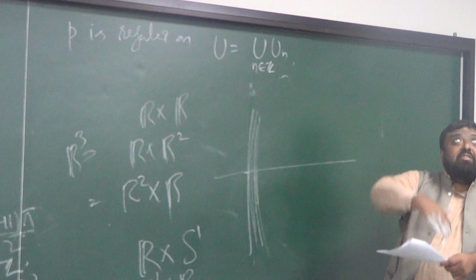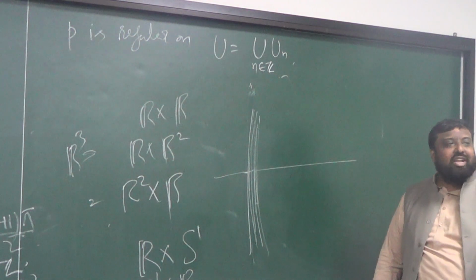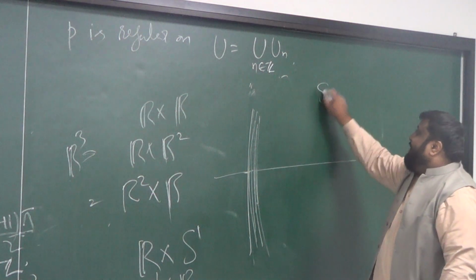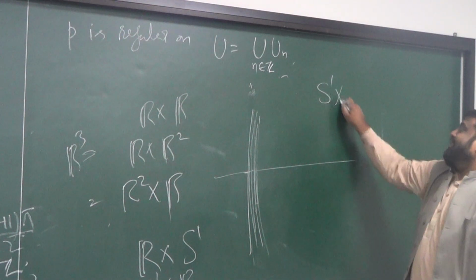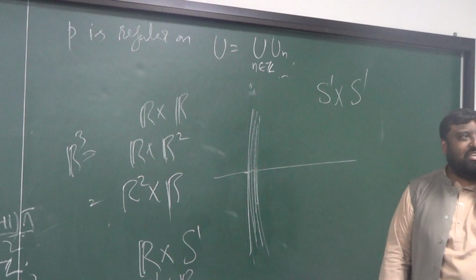Cylinder. Yes, it's going to be an infinite cylinder. Now here is the question. Take a circle and take its cross product with. So what would be S1 cross S1?